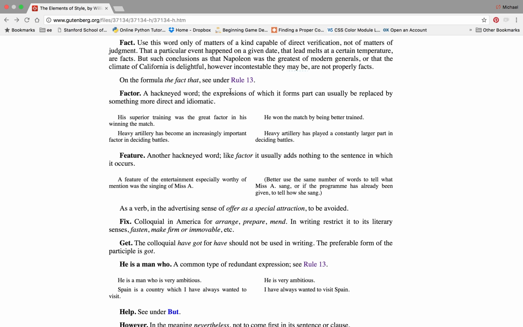The fact that: you rarely want to say "the fact that." Such conclusions as that Napoleon was the greatest of modern generals. That's not really a fact. It's subjective. The climate of California is delightful. Again, not really a fact. It's subjective. However incontestable they may be, they are not properly facts.